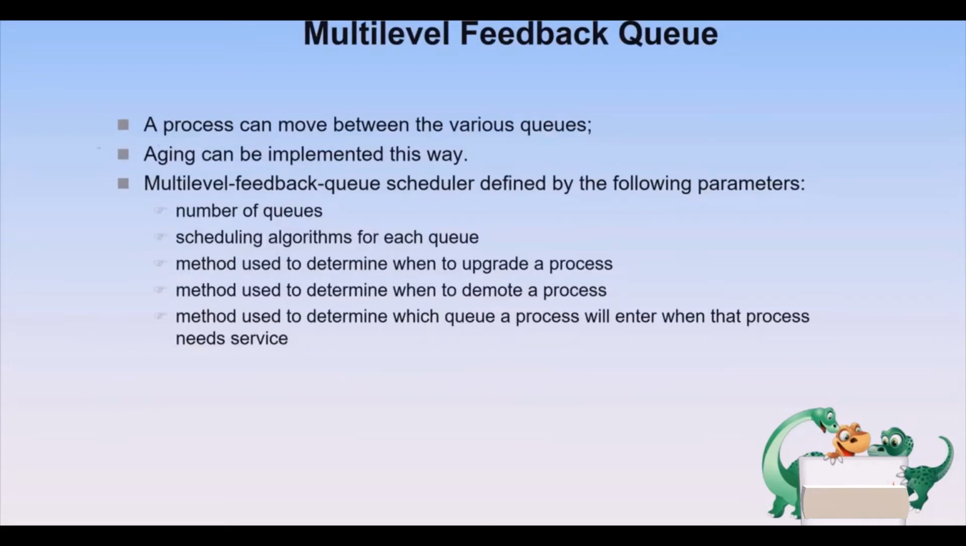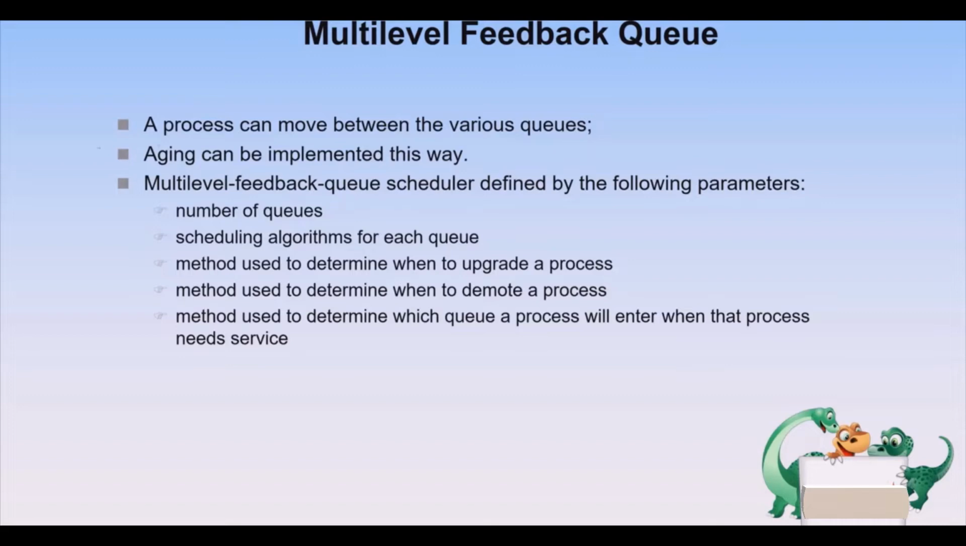Now let us define multi-level feedback queuing. Multi-level feedback queuing basically combines several algorithms. The first 6 algorithms, which are first come first serve, shortest job first preemptive and non-preemptive, priority preemptive and non-preemptive, and round robin, are being used. In multi-level feedback queuing, a process can move between various queues, and aging can be implemented that way.